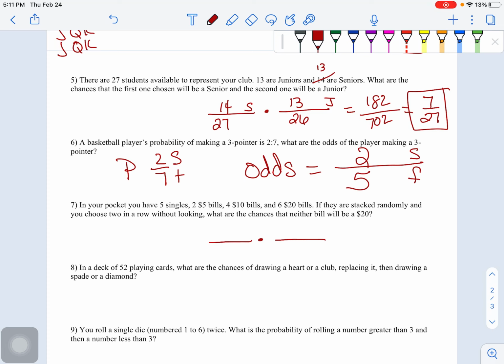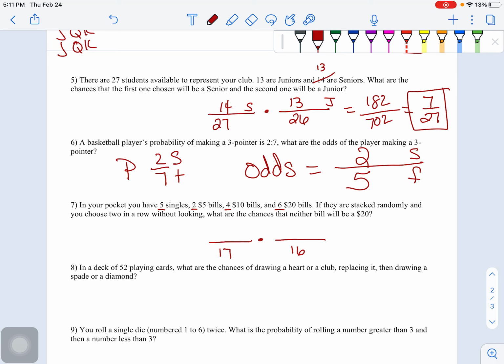Okay, so first of all, how many total do we have? We have 5 plus 2 plus 4 plus 6. So that is 17, right? So first of all, you're going to have 17, but the next time you're going to have one less, which is 16. So let's take care of the bottom first.